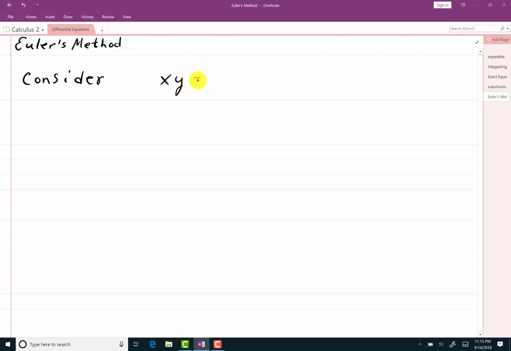xy equals 2. Now, if I take the differential of each side, of course the right side will become 0, and the left side will become x dy plus y dx. What I'm going to do, like you've done in calculus before, is solve for dy over dx. So the first thing I'm going to do is subtract y dx from both sides.